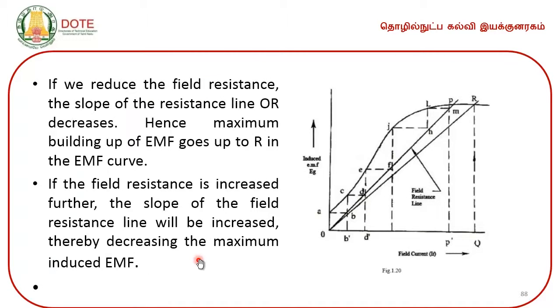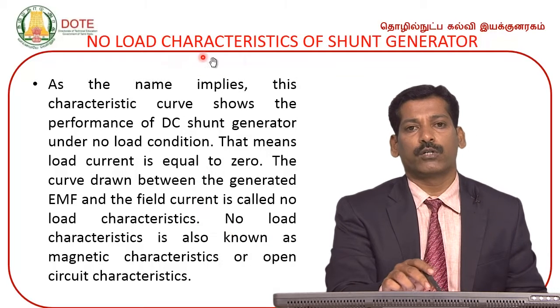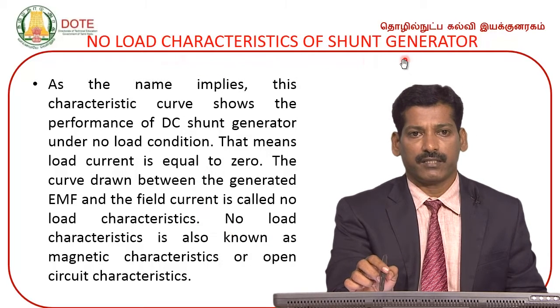If we reduce the field resistance, the slope of the resistance line OR decreases. Hence, maximum building up of EMF goes up to R in the EMF curve. If the field resistance is increased further, the slope of the field resistance line will be increased, thereby decreasing the maximum induced EMF. Then comes the no load characteristics of shunt generator.